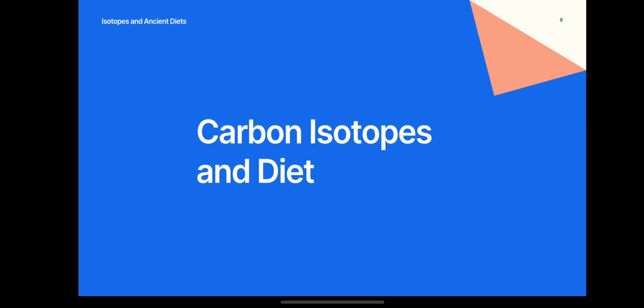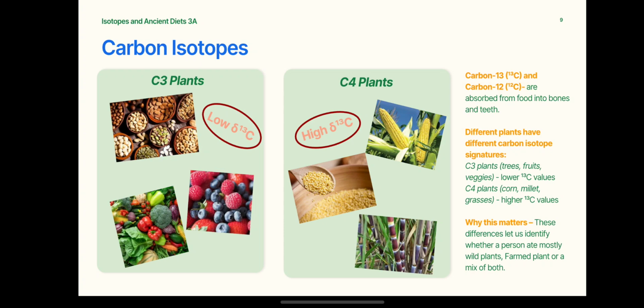Carbon isotopes and diets. Now, let's talk about how stable isotopes help us figure out what people were eating. Plants absorb carbon differently depending on how they photosynthesize. This creates two types of groups: C3 plants and C4 plants. As you can see here, C3 plants include things like fruits, vegetables, nuts, and most trees. These take in less carbon 13. On the other hand, C4 plants like corn, millet, and sugarcane take in more carbon 13. That difference shows up in bones and teeth of people who ate those foods.